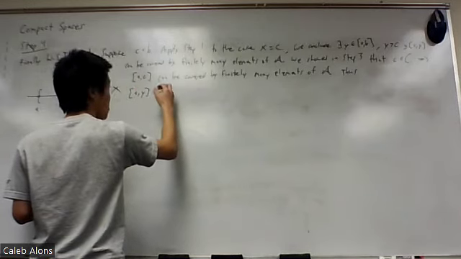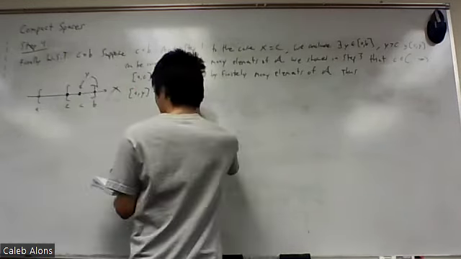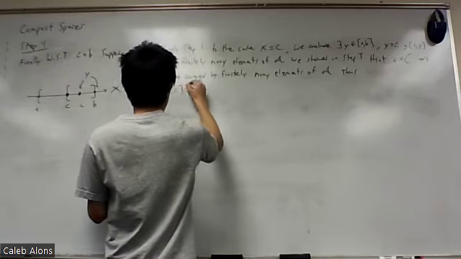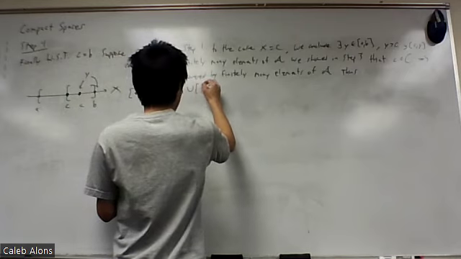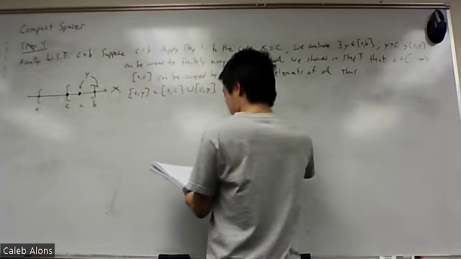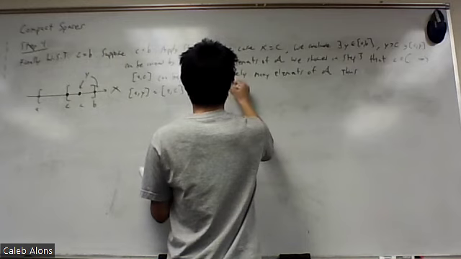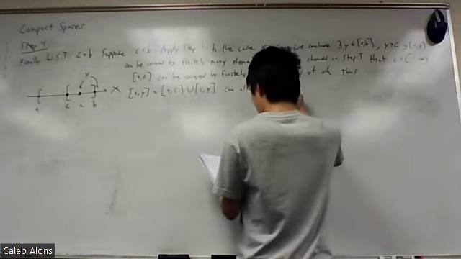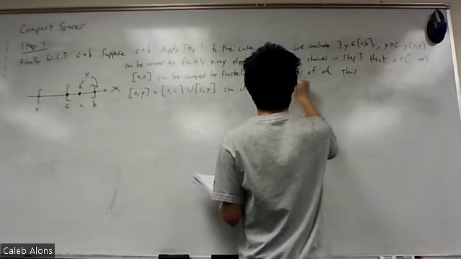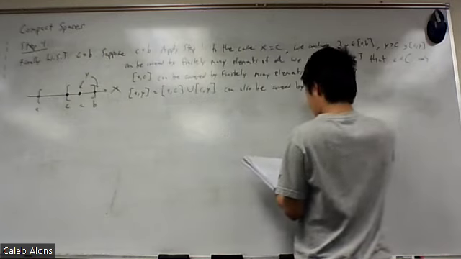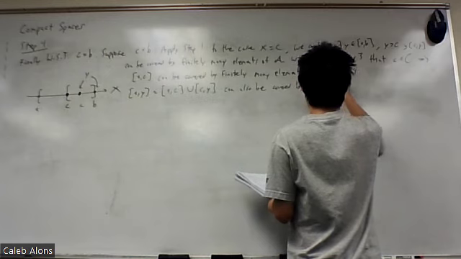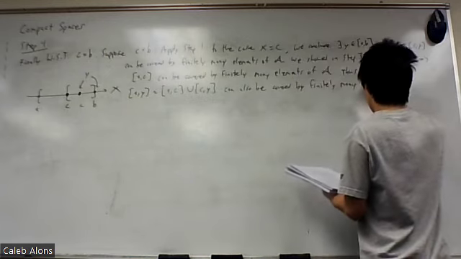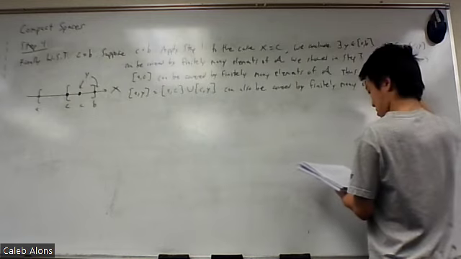Script A, that's the collection of open sets in the covering. It's a covering. There may be many different coverings. So compact means that no matter what covering you choose, you can always find a finite subset of that covering that will still cover it. Good.